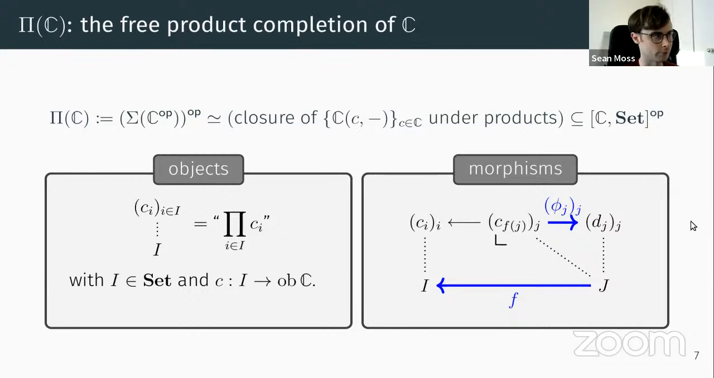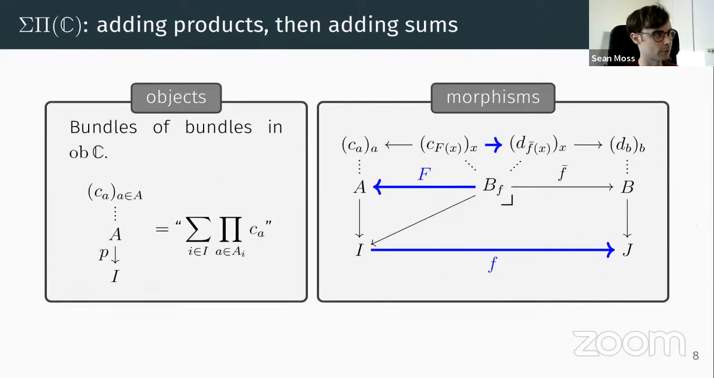And what we're really interested in is doing both of these. So sigma pi of C, adding products and then adding sums. Okay, objects are bundles of objects in C. So formally, it's a formal expression, a sum of products of objects of C. And a morphism, you can see it looks quite a lot like a morphism in poly, except there's some stuff going on upstairs here. So the C's and the D's have to meet in the middle. So you re-index the bundles of objects so they now live over the same thing in the middle, and then you have a family of maps going across.